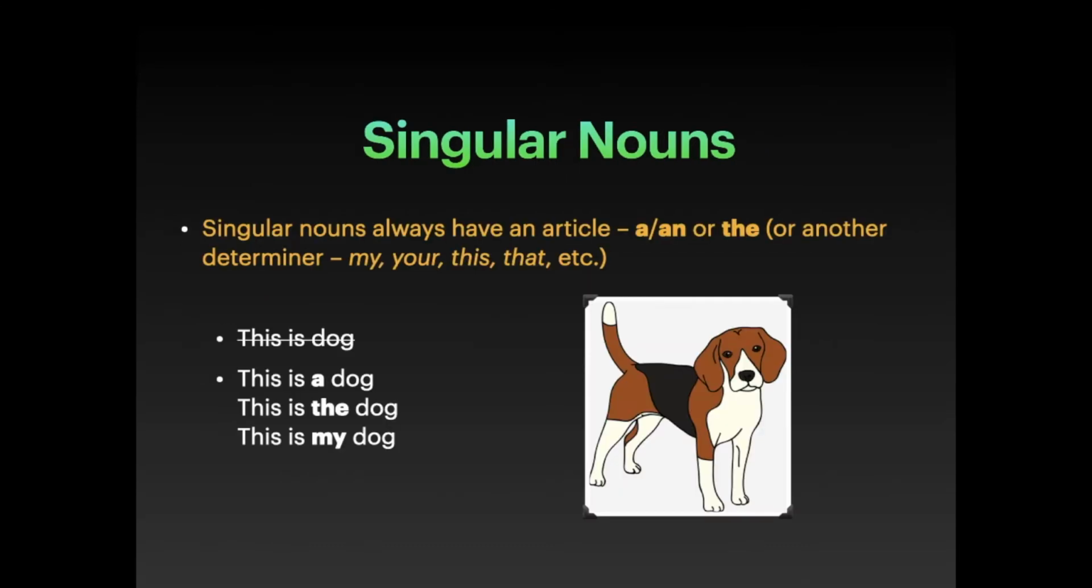So let's go over this. So to start, when we have a singular noun, a noun can be an animal, a person, a name, a place. In Spanish, these are sustantivos, okay? And they can be anything. So singular nouns always need an article. It can be a or an, it can be the, or it can be any other determiner like my, your, this, that. So if I say this is dog, this is incorrect. Why? Because we have a singular noun and we don't have anything before. So we need an article. For example, this is a dog, this is the dog, or we can use a determiner. This is my dog.